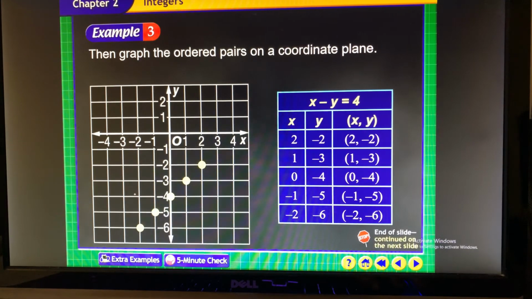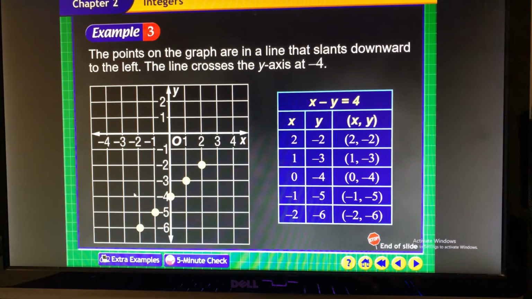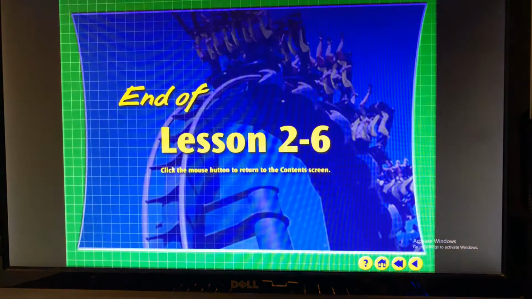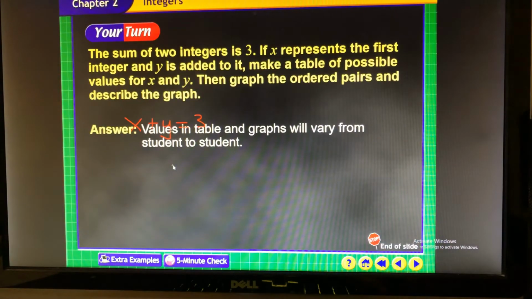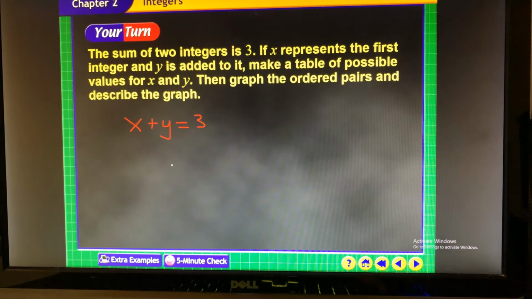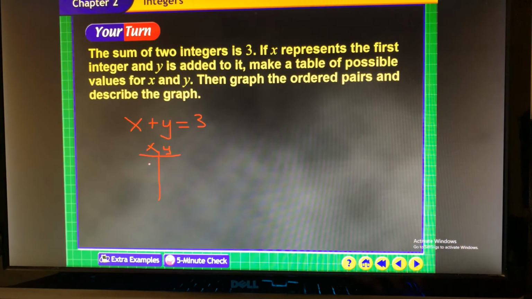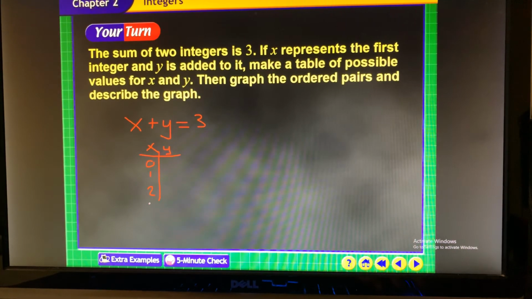It makes a very linear positive line. And then you do it again. This time you want x plus y to equal 3. And again, you pick any value you want for x, and then figure out what y needs to be. I always try to make them consistent. So start at 0 and go 1, 2, 3.